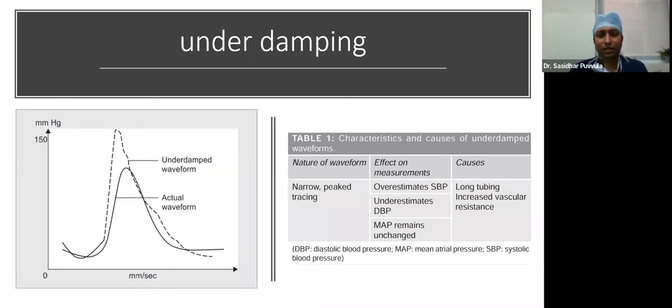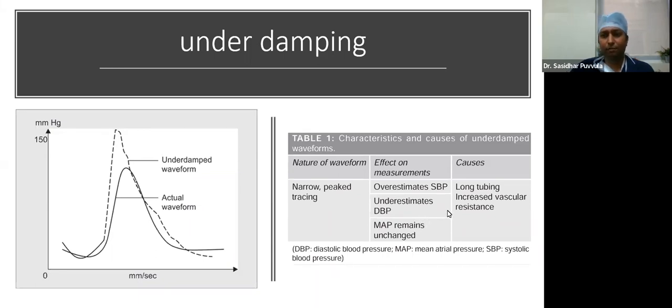Under damping is a phenomenon where your waveform gets excessively reverberated in the system. So what does this cause? This causes overestimation of your systolic blood pressure, where your systolic peak will be higher than the normal value. So actually it is supposed to be here on the waveform, but the systolic peak is falsely high, and the diastolic trough is falsely low. So it overestimates the systolic pressure and underestimates the diastolic pressure, but the mean arterial pressure remains unchanged.